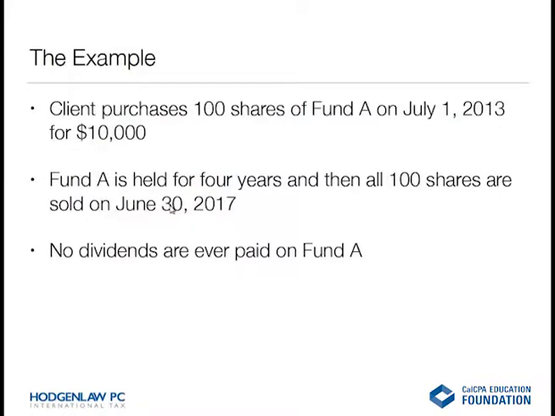So we're going to use this example. Let's say you have a client who purchases 100 shares of a mutual fund, we'll call it Fund A, on July 1st, 2013 for $10,000. Fund A is held for 4 years, and then all 100 shares are sold on June 30th, 2017. And just to keep things nice and simple, we'll say no dividends are ever paid on Fund A. Though even if there were dividends, it would be pretty simple, and we'll talk about how those are taxed a little bit later.